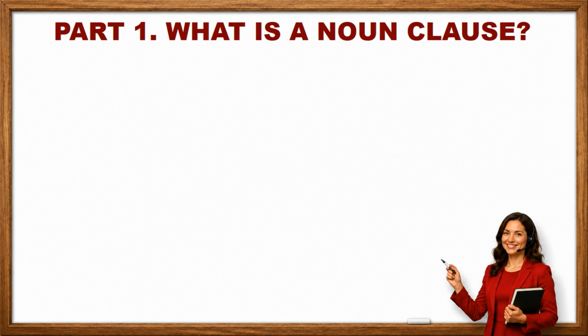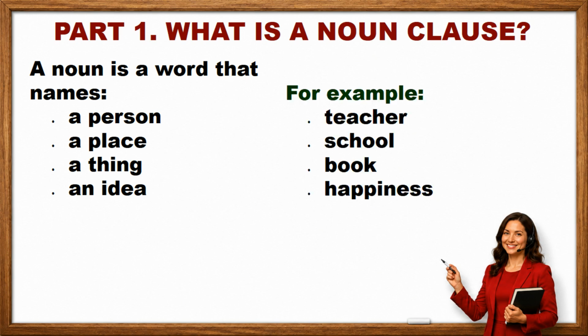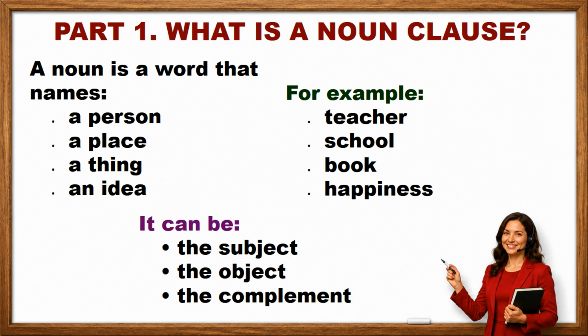First, let's review something important. What is a noun? A noun is a word that names a person, a place, a thing, an idea. For example, teacher, school, book, happiness. A noun can do several jobs in a sentence. It can be the subject, the object, and the complement.